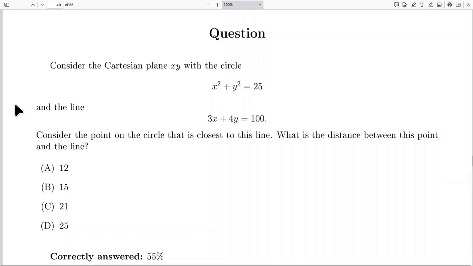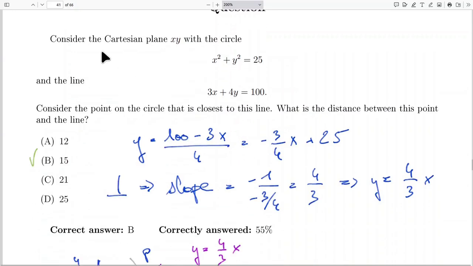Okay, this is another question about circles and distances, 2D geometry. You can see that 50% of applicants got this one correct. If you want to try for yourself, you can pause the video and have a go at it.